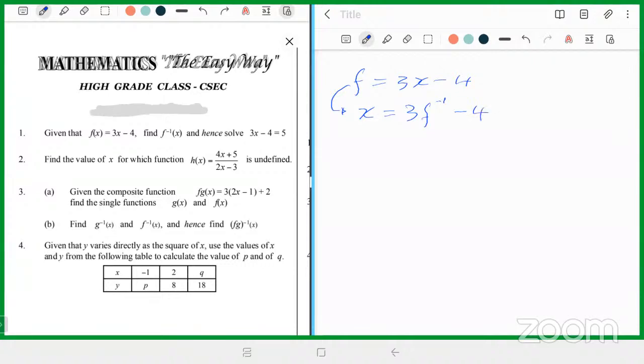And then to make f to the minus 1 the subject, we're going to transpose the 4. We're going to get x plus 4, and then we're going to divide by the 3. That's a shortcut, and that is f to the minus 1, really f to the minus 1 of x. So I can put back the x now. So f to the minus 1 of x is equal to that. So I've answered the first part.